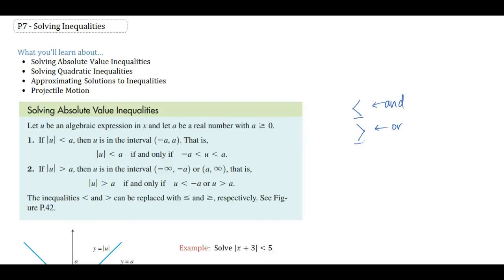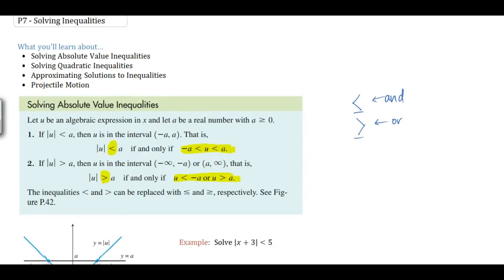However, the book has a little different technique, which I kind of like too. They just say, if you see a less than symbol, then know that your problem should be between negative a and a. And if you have a greater than symbol, then you see this "or" problem.